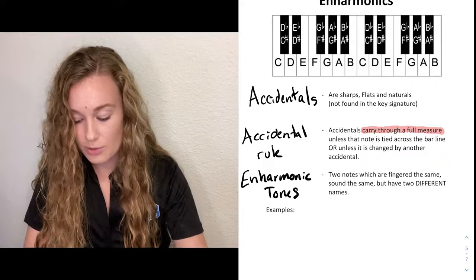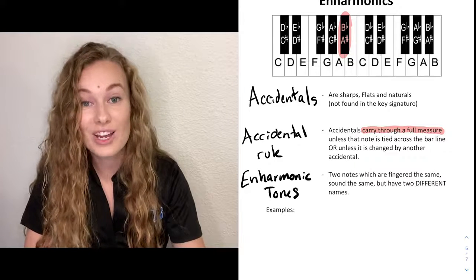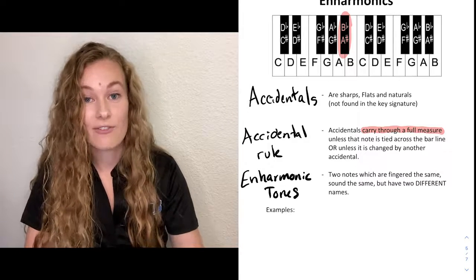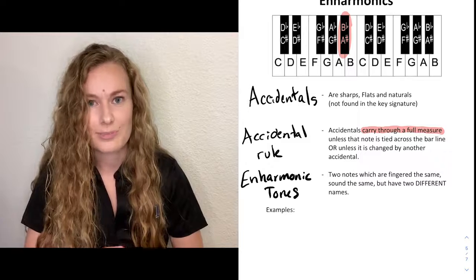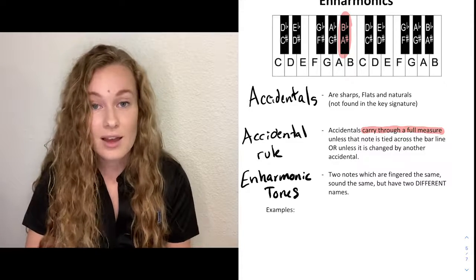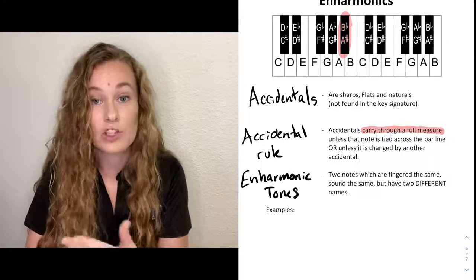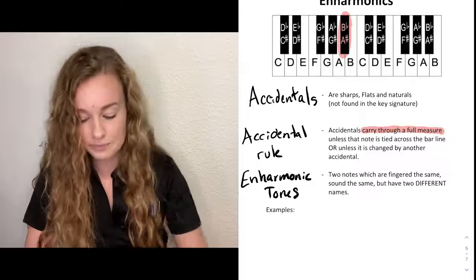Let's do another example. So right here, we're going to have our A sharp and our B flat. Those are enharmonic tones. If I were to press that button, or press the key on the piano, it would sound exactly the same. But on my music, it would either say B flat or A sharp, and I would just know it would be that key.